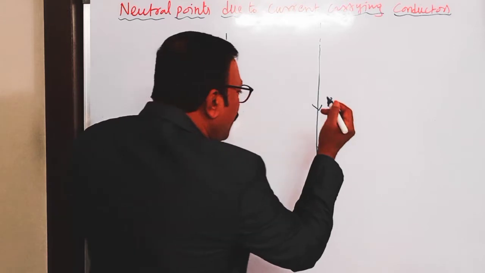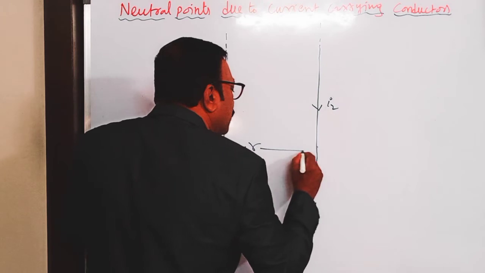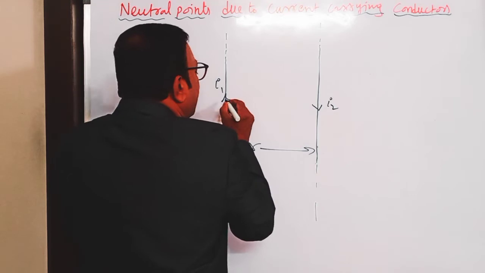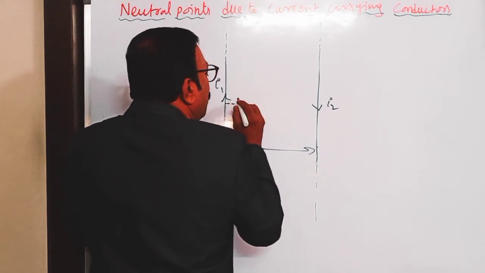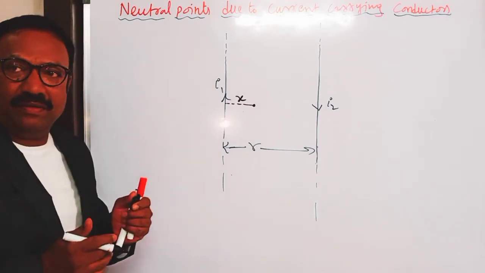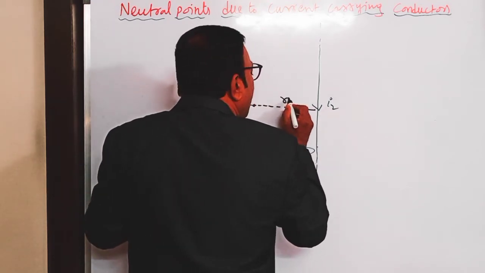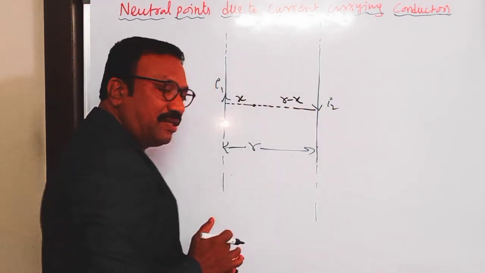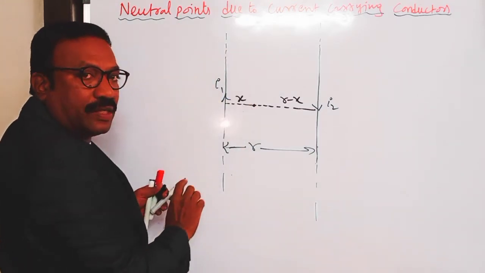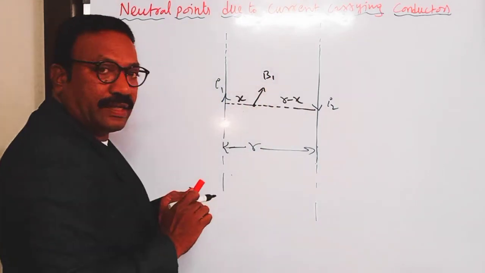So let me take now the region between the conductors. Let the distance between the conductors be R. Now, at a distance x, I would like to determine the resultant magnetic field. This point is located at a distance x from the first conductor and at a distance R minus x from the second conductor. Now the field due to the first conductor is inward.